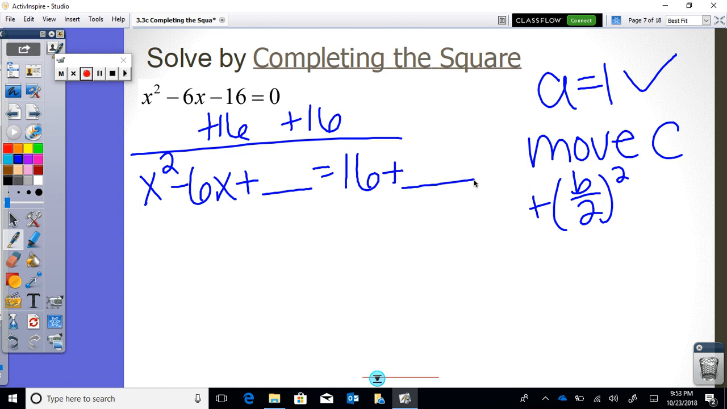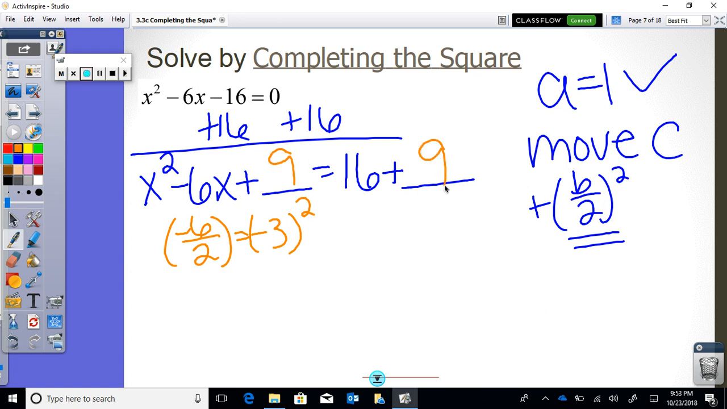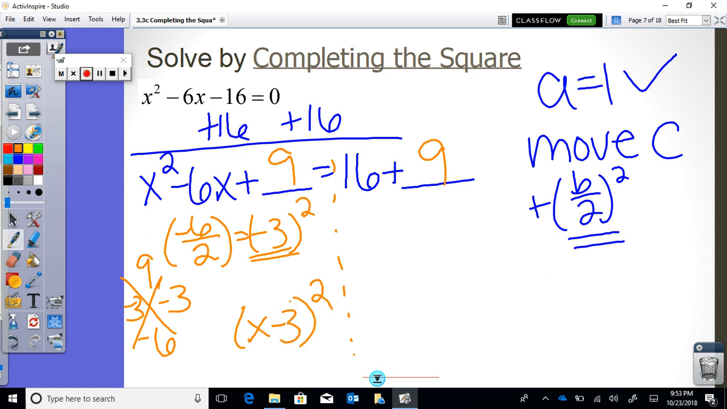In these blanks is where the b divided by 2 squared is going to go. Here b is negative 6. Negative 6 divided by 2 is negative 3, and negative 3 squared is 9. So 9 is what goes in those blanks. Then I can factor this left side here, and factors of 9 that add up to negative 6, well, that's going to be negative 3 and negative 3. Again, it happens to be the b divided by 2. So this will factor to x minus 3 times x minus 3, which I want to write as x minus 3 squared. Over here, I'm going to combine like terms. 16 plus 9 is 25.